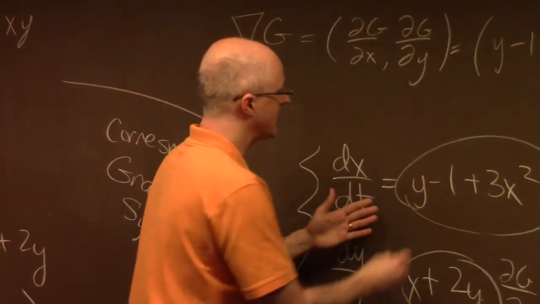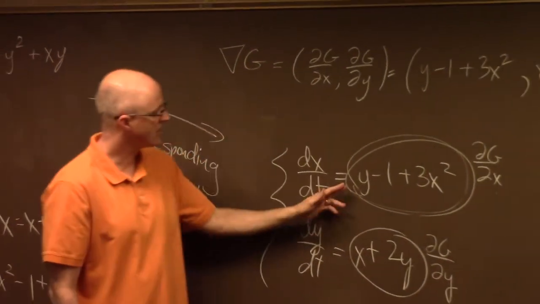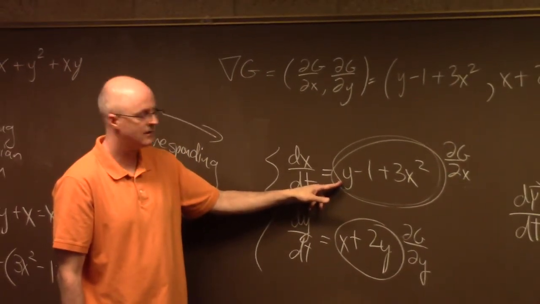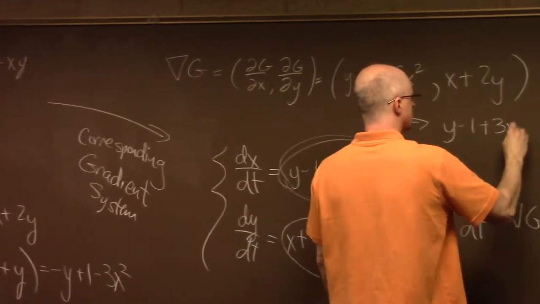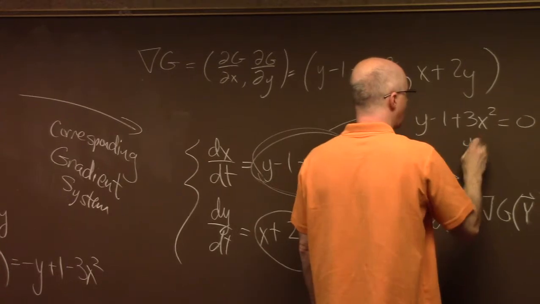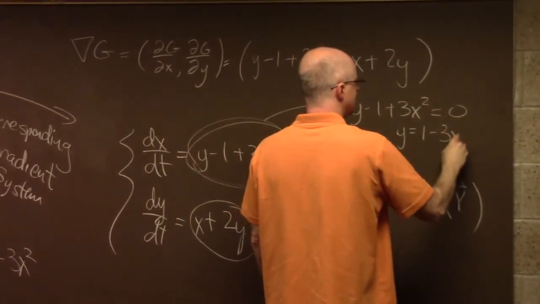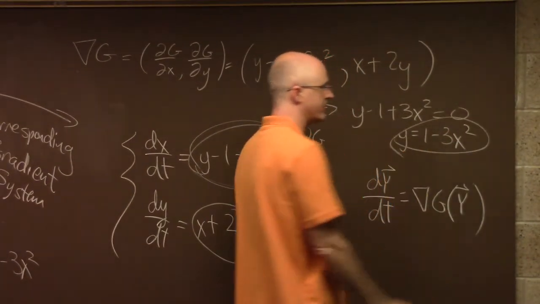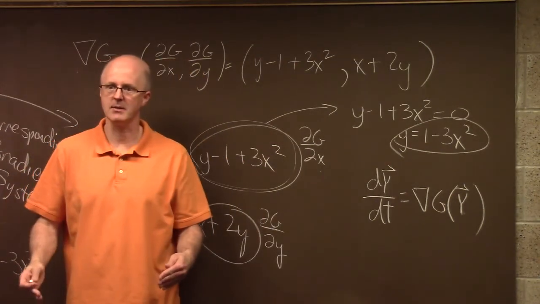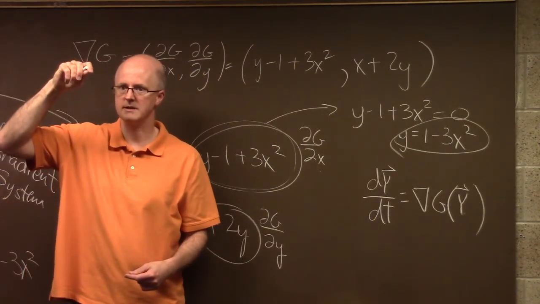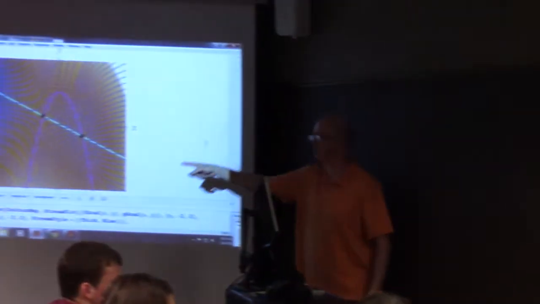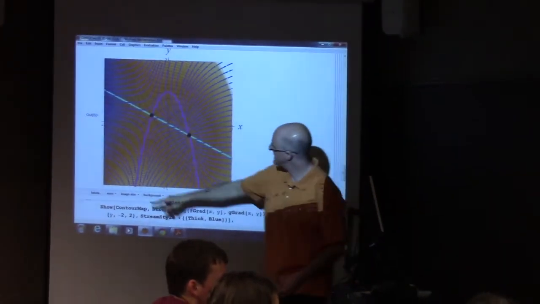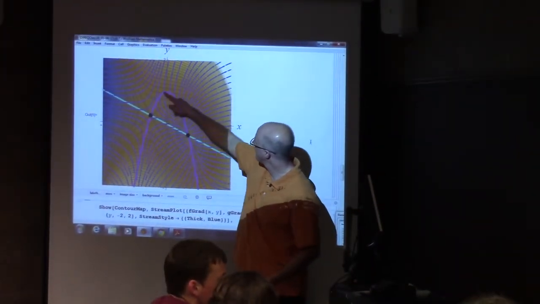Don't forget about nullclines. The x nullcline is where that's 0. Set that equal to 0. Solve for y as a function of x. You get y equals 1 minus 3x squared, an upside down parabola with a y-intercept of 1. That's what you see over here. Come back to the screen. A little hard to see maybe with the camera. This magenta colored curve right here.